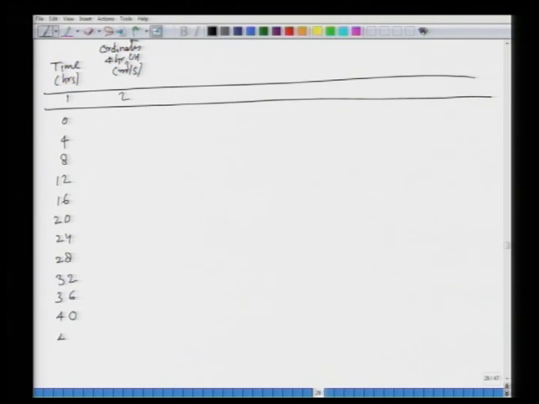The times are 0, 4, 8, ... 40, 44, 48, 52, etc. And the ordinates that are given to us are 0, 20, 80, 130, 150, 130, 90, 52, 27, 15, 5 and 0. So, these are the data that are given to us.